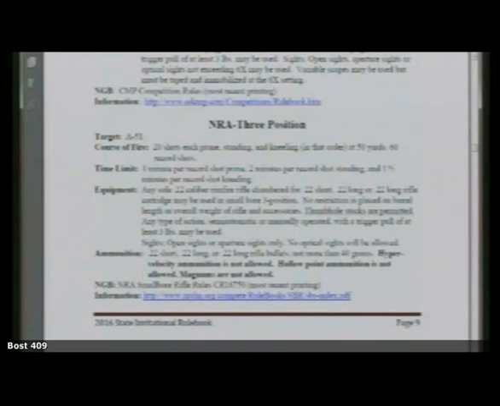Once equipment is checked for the state invitational, it will have an inspection sticker placed on that gun. There is no more equipment check once the initial check has been made.